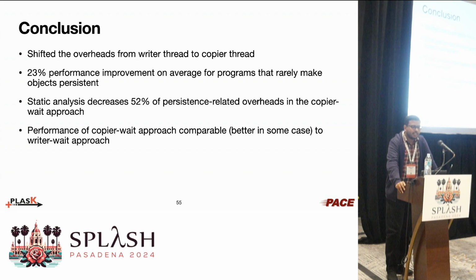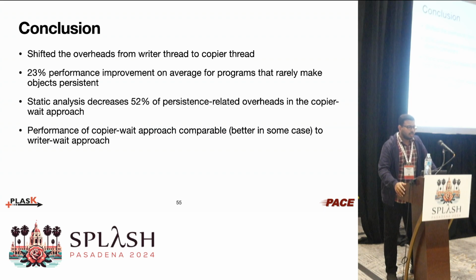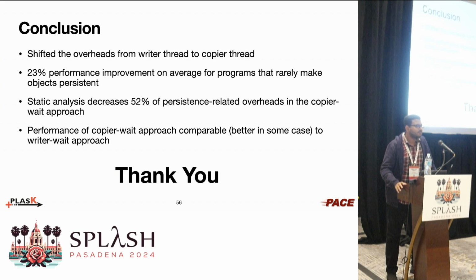We shifted the overheads from the writer thread to the copier thread, and we found that there was a 23% performance improvement on average when there are no durable roots. And the static analysis approach was able to eliminate 52% of the overheads when we mark all the static fields as durable, bringing the execution time of the copier weight approach closer to the writer weight approach, and even better in some cases. So yeah, that's it. Thank you.